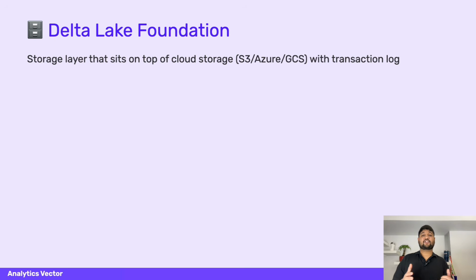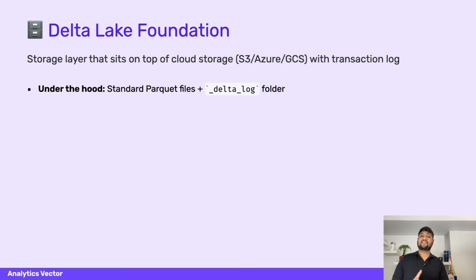Delta Lake is the storage layer that makes the entire Lakehouse work. It's a layer that sits on top of your cloud storage, whether it is S3, Azure, or Google Cloud. Under the hood, your data is stored as standard Parquet files, but Delta adds a transaction log. There's a hidden folder called _delta_log that tracks every single change made to these tables, every insert, update, and every delete. This log is what gives Delta its superpowers.